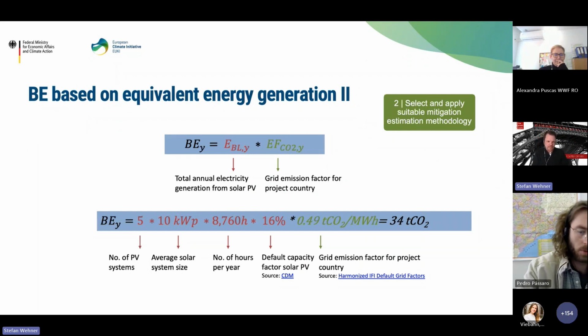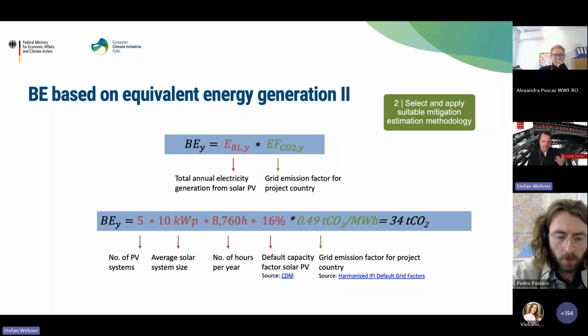So in simple terms here, how is the math done? As I said, we have the total annual electricity generated by the PV system, in red up there, and then we have the grid emission factor for the country. And if you split this up, how can we estimate it if we don't already have the installation done and can't measure the annual electricity? We can estimate it based on the number of PV systems times the average size of the PV system, the installed capacity, times what we call the full load hours or capacity factor.